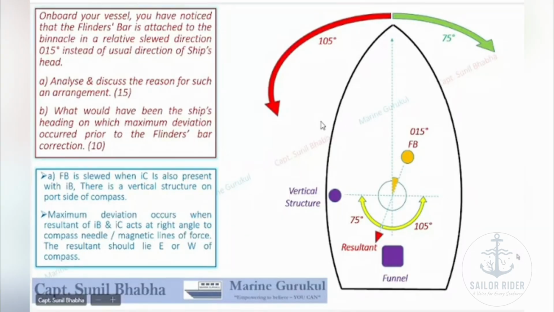Sir, how did it become 255 degrees? Ask again, beta. Sir, you said 255 degrees. 255 degrees, beta. Not 2 to 5. 255.